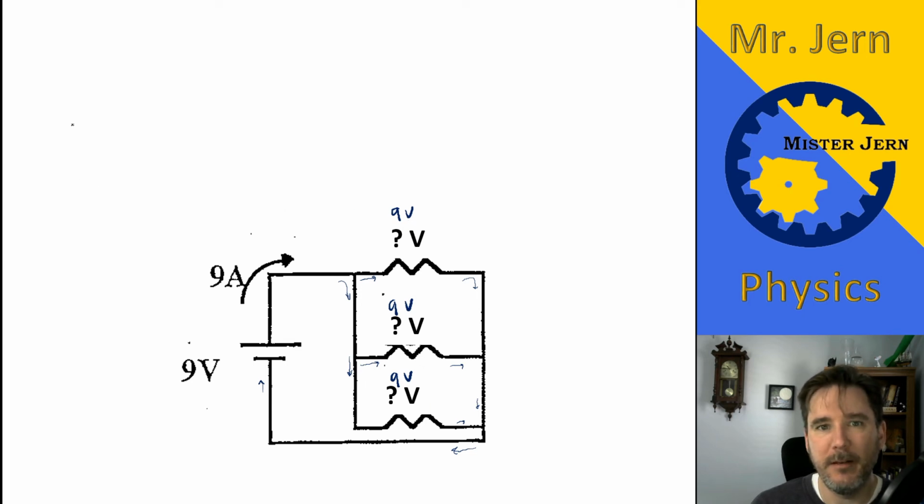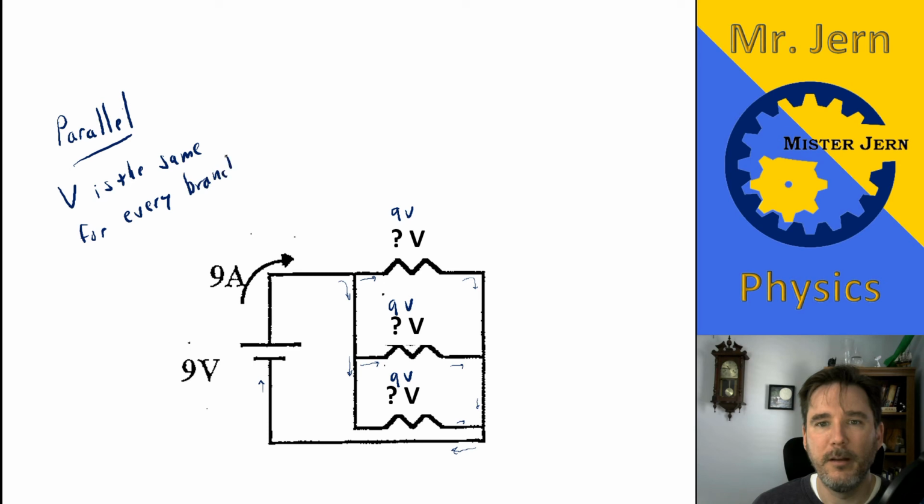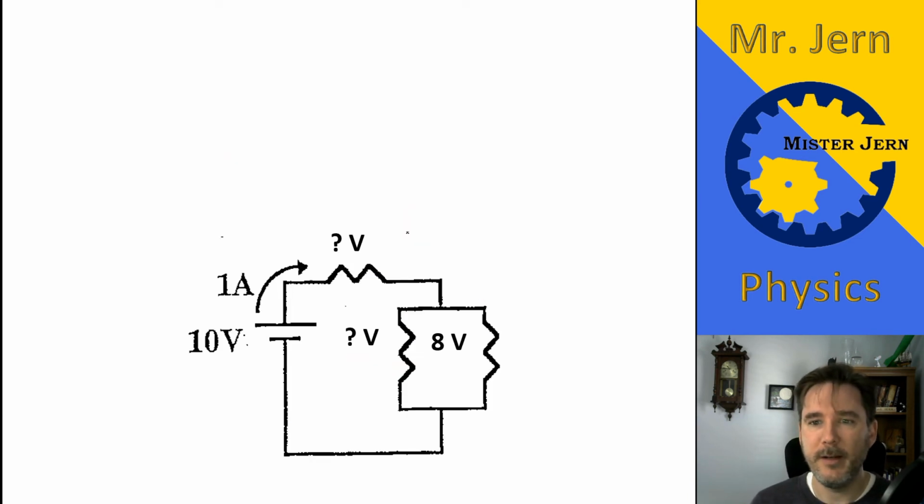So let me say that again. In a parallel circuit, voltage is the same for every branch. Okay. And notice I use the word branch there. So what I mean by branch is just this branch, and this branch. Okay. If we had multiple resistors there, then it would be like the total would be the same. Okay. So let's go on here.